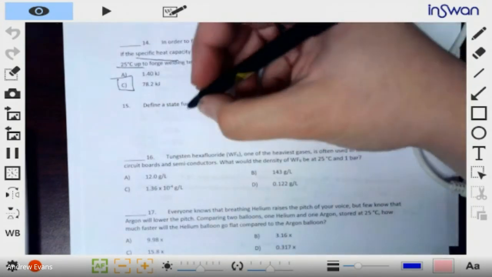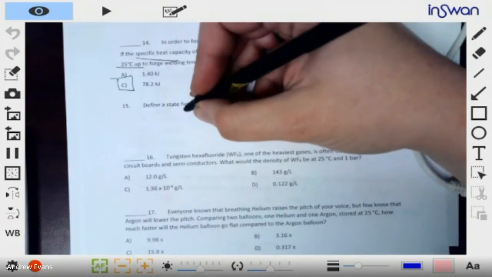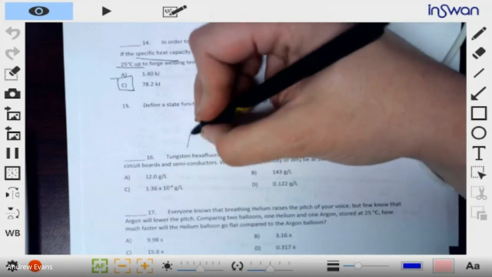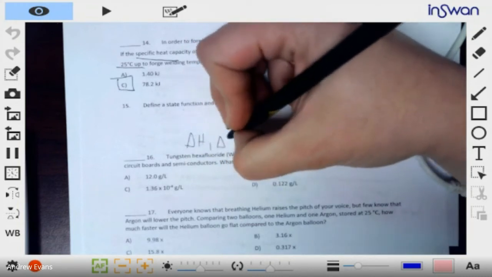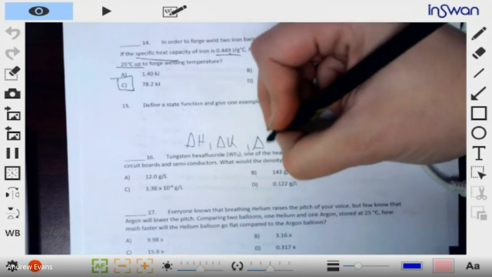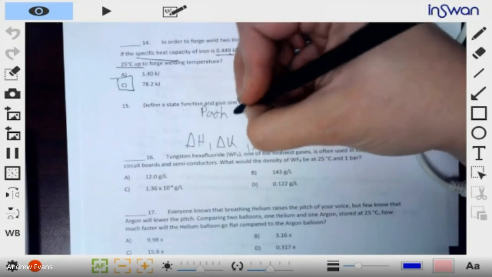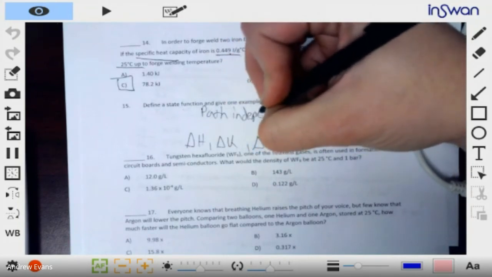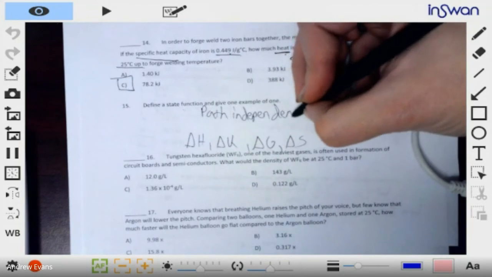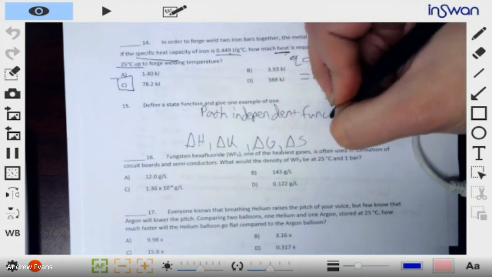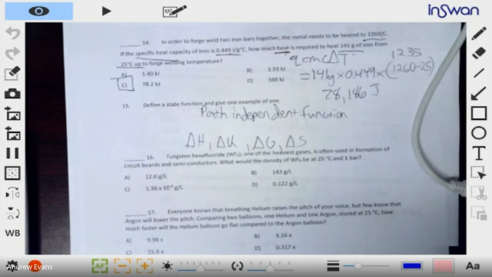Problem 15. Define a state function. It's a path-independent function, or a function that only relies on the starting and ending point. Examples are delta H, delta U, delta G, delta S. Now, what does that mean? It means you can solve it multiple different ways and you should still get the same answer. Spooky. Okay.